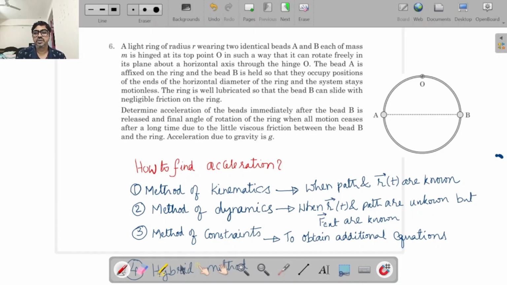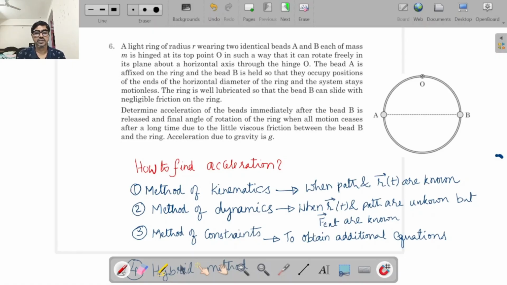It can rotate freely in its plane about a horizontal axis through the hinge at O. The bead A is affixed, welded on the ring, and B is held so that they occupy the positions of the ends of the horizontal diameter of the ring. So B is not affixed, it is just kept there, it can pass through the ring. Right now it is occupying a horizontal diametrical position.